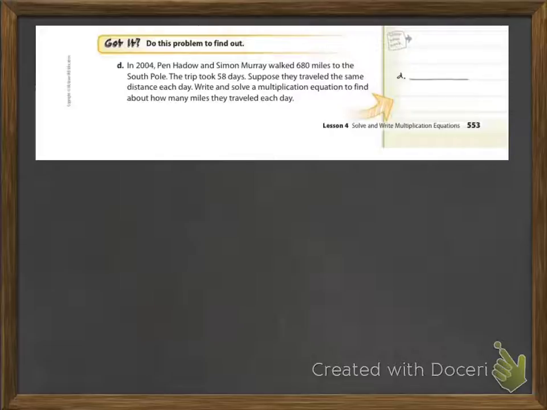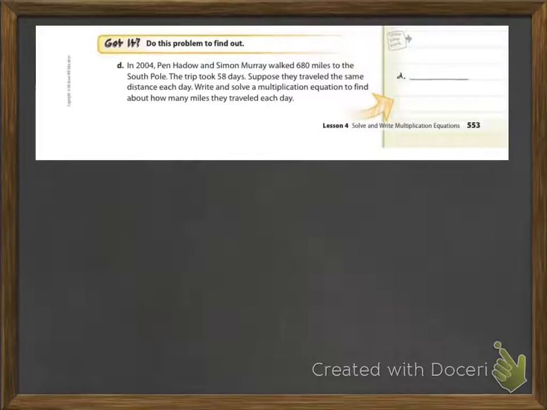It reads, in 2004, Penn Hadow and Simon Murray walked 680 miles to the South Pole. The trip took 58 days. Suppose they traveled the same distance each day. Write and solve a multiplication equation to find about how many miles they traveled each day.